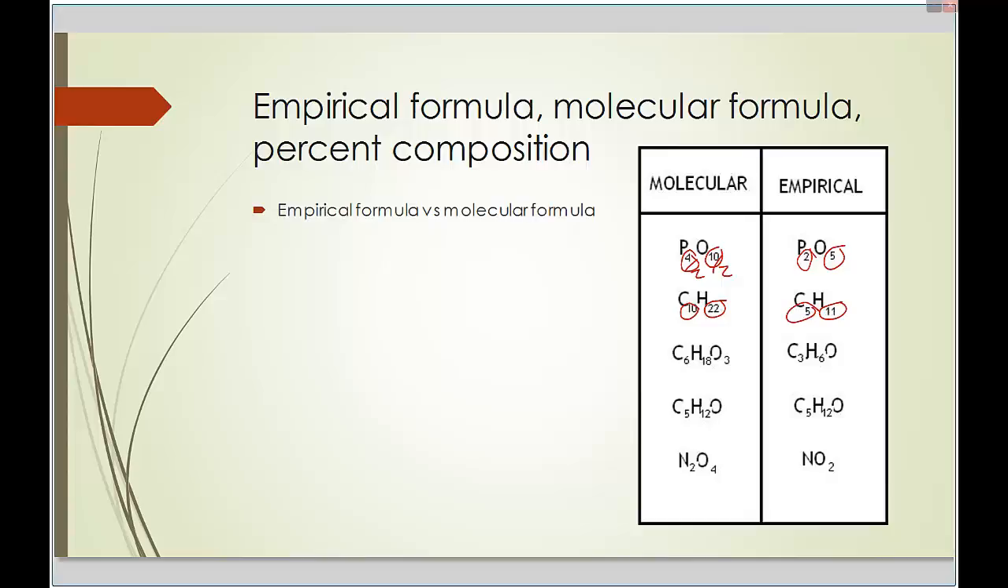Now, it's possible for a molecular formula to be both empirical and molecular. It all depends on the compound itself. But you'll have to remember that the empirical formula is the most reduced form, whereas the molecular formula could or could not be the most reduced form. But if you see that it can be reduced, it's automatically not empirical.